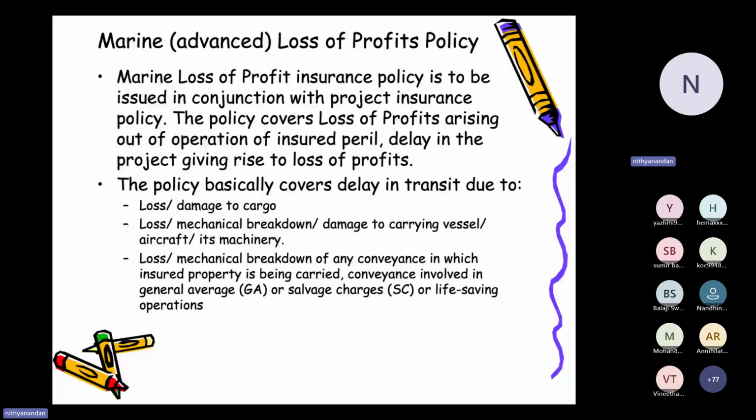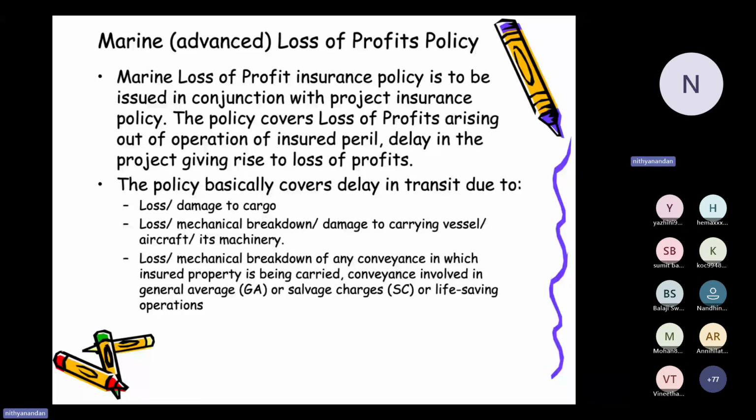Marine advance loss of profit. We have the machinery advance loss of profit policy, which will be covered in the engineering insurance class. What is advance loss of profit? Loss of profit, either fire or machinery. Machinery loss of profit is there, fire loss of profit is there. Both these policies cover only commissioned machinery or commissioned factories. After the factory starts commercial production, this regular fire LOP policy or machinery LOP policy can be taken.